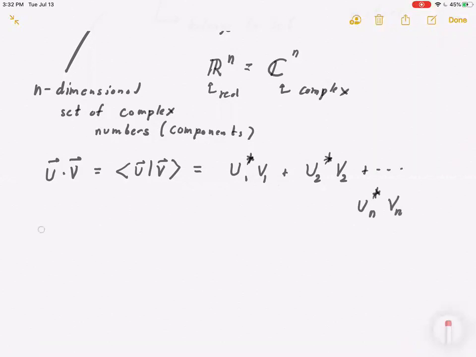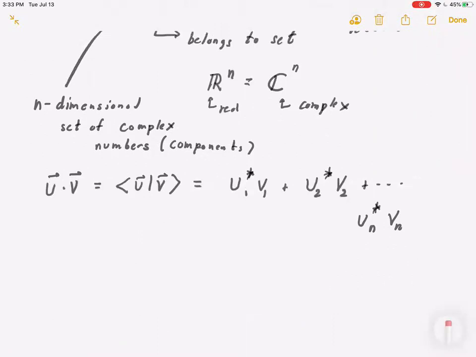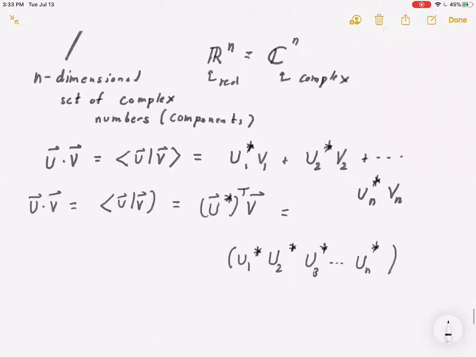Similarly, I can look at another way, an alternate way of writing this down. U dot V, dot product of U with V, is the inner product of U with V, and it is the transpose of the complex conjugate of U times V. And so we'll write this in terms of matrices. This is what I have.